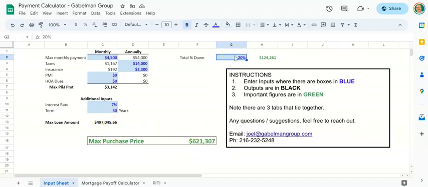Now, if you say, well, gosh, that's $124,000, I only want to put down 10%. Then you're going to be looking at $550,000. If you want to put down 5%, even less, $523,000, and so on.